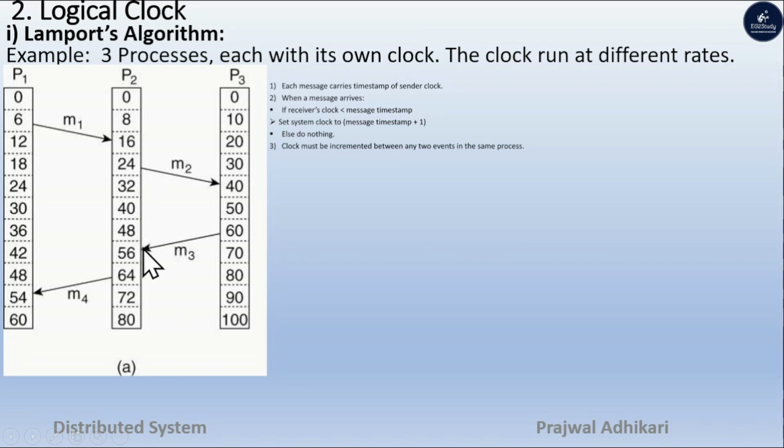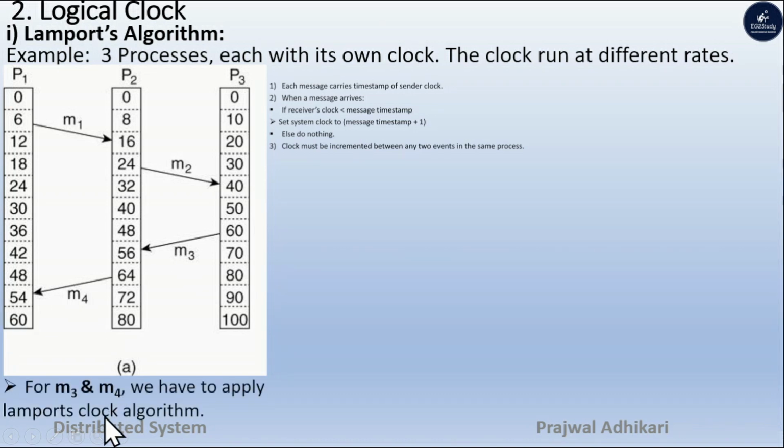Here the receiver clock is smaller than the timestamp, so we have to set the clock to message timestamp plus 1. The message timestamp is 60, so 60 plus 1, we have to set this to 61. Similarly, P2 sends the message M4 at 64 and P1 receives at 54. Here also the receiver clock is smaller than the message timestamp, so we have to correct this M3 and M4 by using Lamport's algorithm.